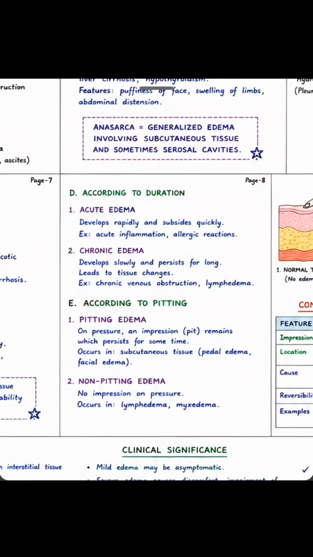According to pitting edema, it leaves a pit, an indentation. There is immediate impression on pressure, while in non-pitting there is no impression on pressure. The location of pitting edema is subcutaneous tissue, and the location of non-pitting edema is deep dermis and dense tissue, as in lymphedema and mixed edema.